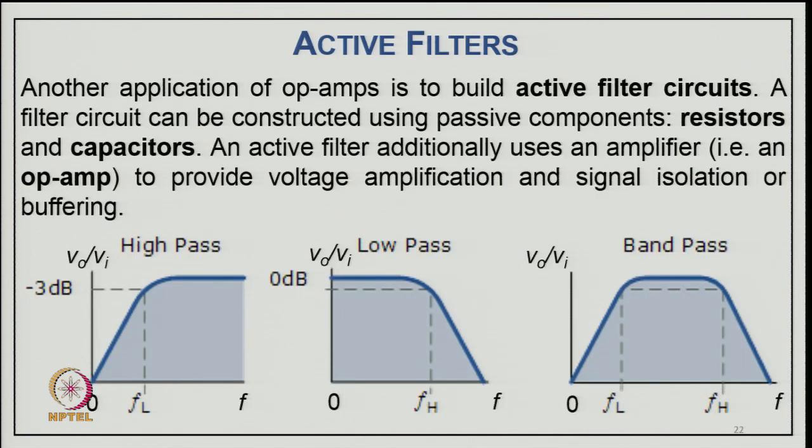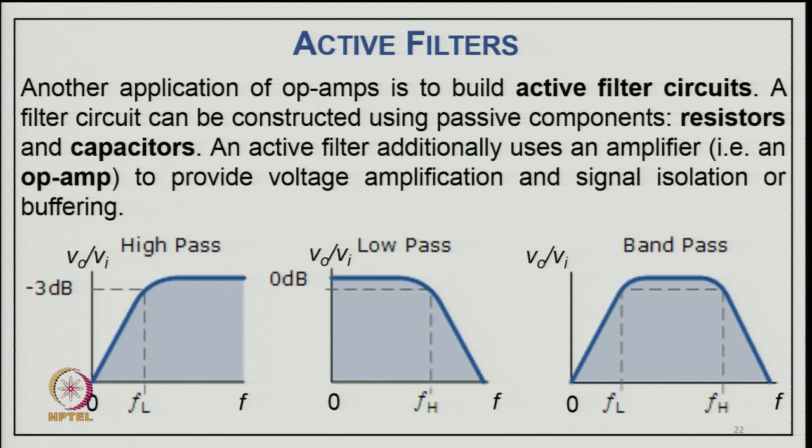Now, coming to another one, the active filter. Another application of the operational amplifier is to build an active filter circuit to be used in electronics. Filter circuits can be constructed using passive components like resistors and capacitors, and an active filter additionally uses an amplifier, that is an operational amplifier, to provide voltage amplification and signal isolation or buffering.